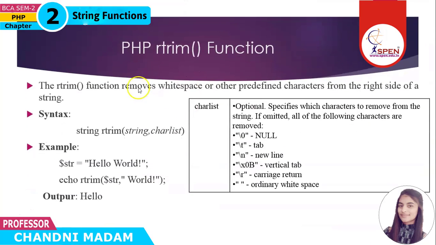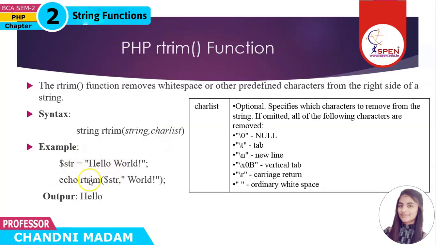Now next function is rtrim. This function removes white space or predefined characters from the right side of the string. Here is the syntax. Here your function has two parameters. First is the string and second is the character list that we want to remove from your string. After this function is executed, it gives a string. Here is one example. The character list is the same as we saw in ltrim. Here we follow the same and we will see an example.